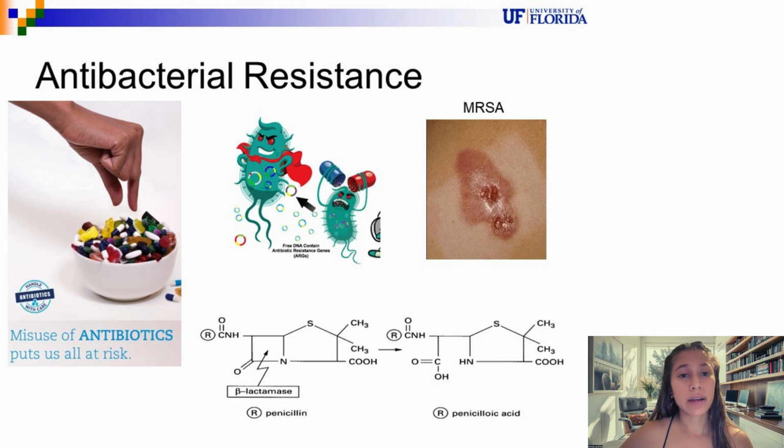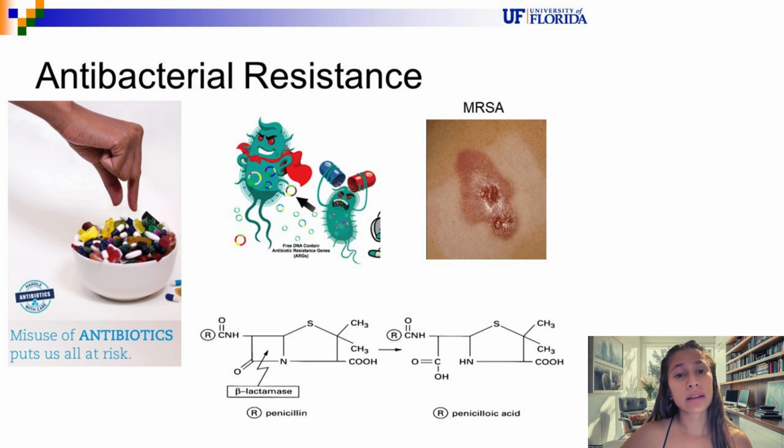Moving to the bottom part of the slide, we have the chemical structures of penicillin and penicilloic acid. Penicillin, represented on the left, is a beta-lactam antibiotic that works by inhibiting the synthesis of bacterial cell walls. It binds to and inactivates penicillin-binding proteins involved in the cross-linking of the bacterial cell wall peptidoglycan. This results in a weakened cell wall and eventually leads to bacterial cell lysis and death.